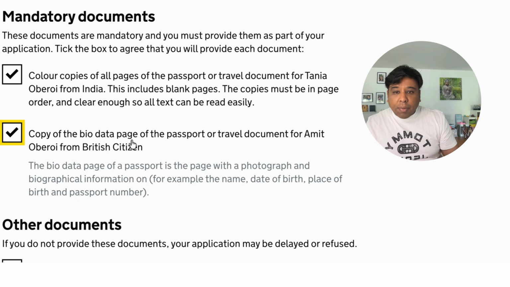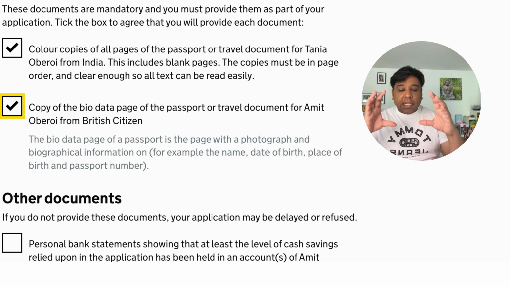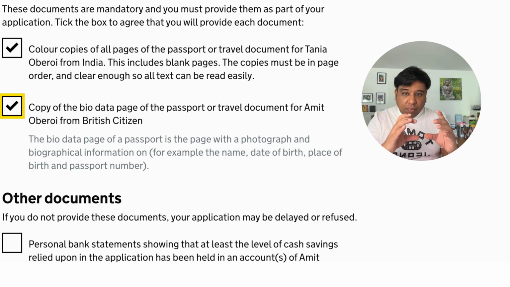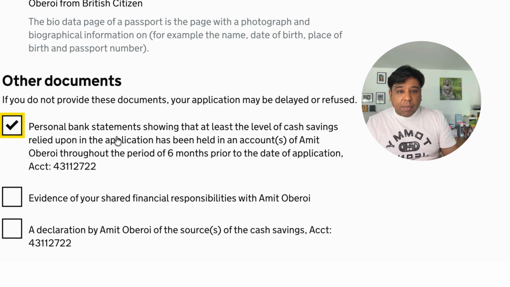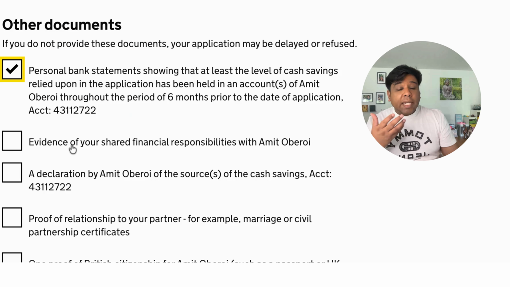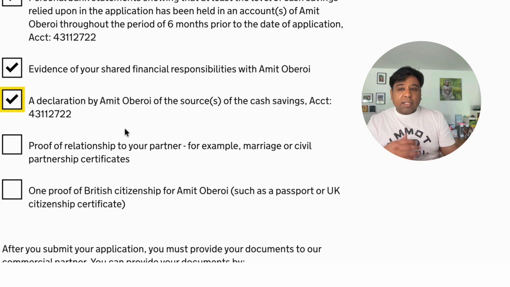Now, copy of the biodata page of the passport of Amit, the British citizen. So, for example, you need the British passport copy of Amit, your partner, where it clearly shows his photograph, that proof of British citizenship, the number that is required. Personal bank statements of Amit, which you're relying on because he's earning in excess of 29,000 pounds. Shared responsibility, a declaration by Amit that the savings that he has got are from a valid source, he's got the money from that source only.